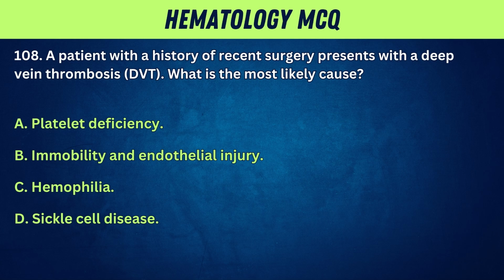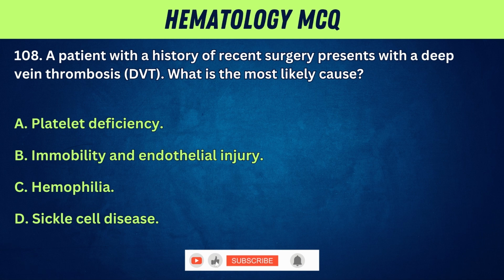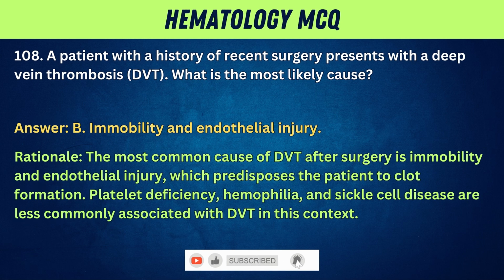108. A patient with a history of recent surgery presents with a deep vein thrombosis, DVT. What is the most likely cause? A. Platelet deficiency. B. Immobility and endothelial injury. C. Hemophilia. D. Sickle cell disease. Answer: B. Immobility and endothelial injury.